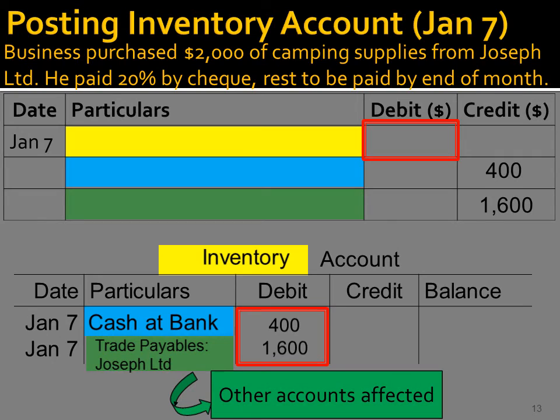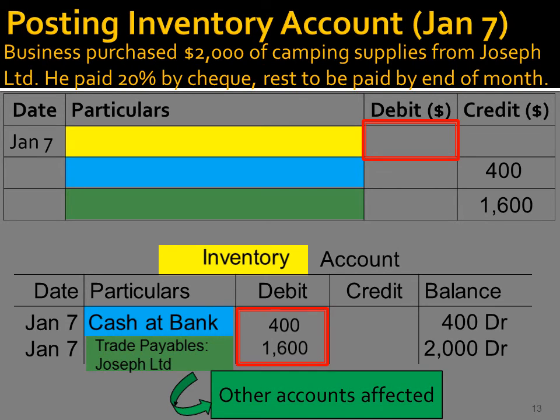Step 4. We will then compute the running balance. Once we are done with the posting process, let's do our check. The first check, in the particulars column, I should not expect to see the ledger account that we are preparing. First check is satisfied.